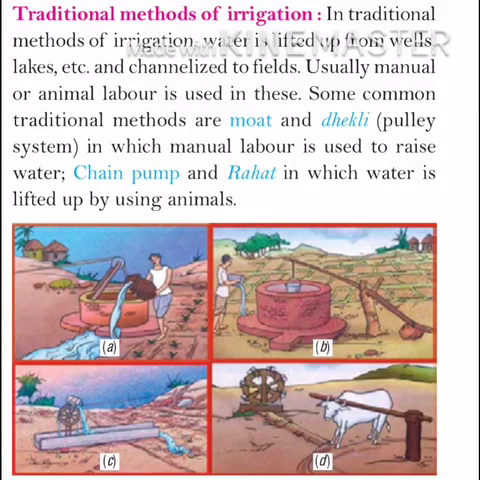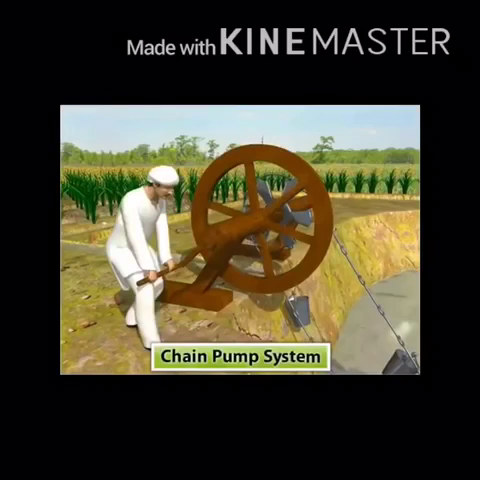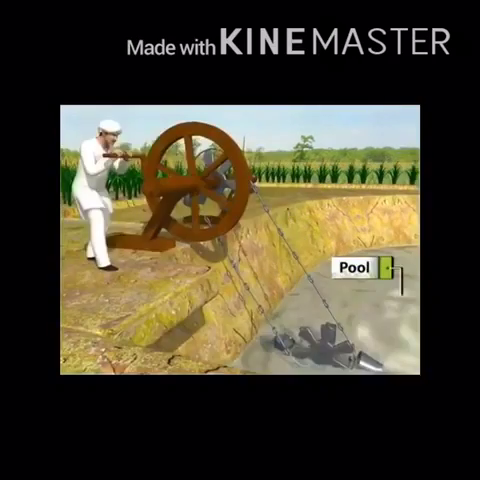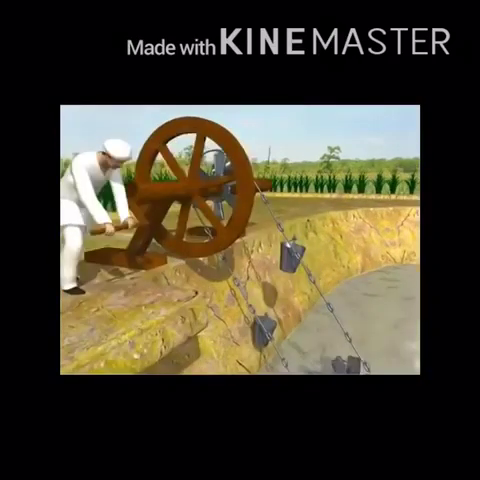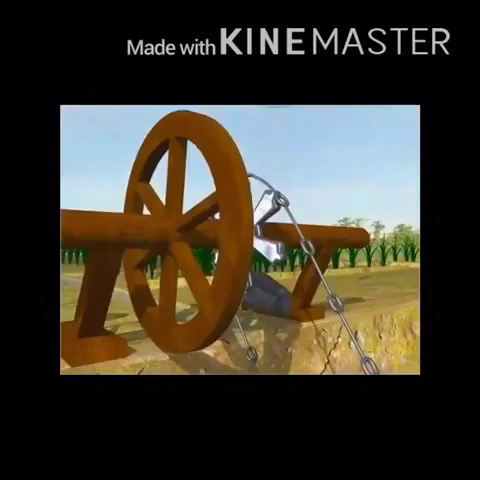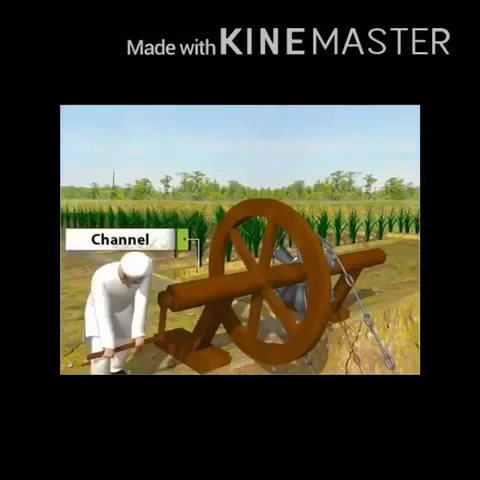Chain pump and rahat are methods in which water is lifted up by using animals. This is the chain pump system, in which there is one big wheel that is rotated by hands, and a chain. Many buckets are attached to that chain. When this wheel is rotated, water from the pool moves up in the buckets and then that water is poured into a channel from which water moves to the whole field.